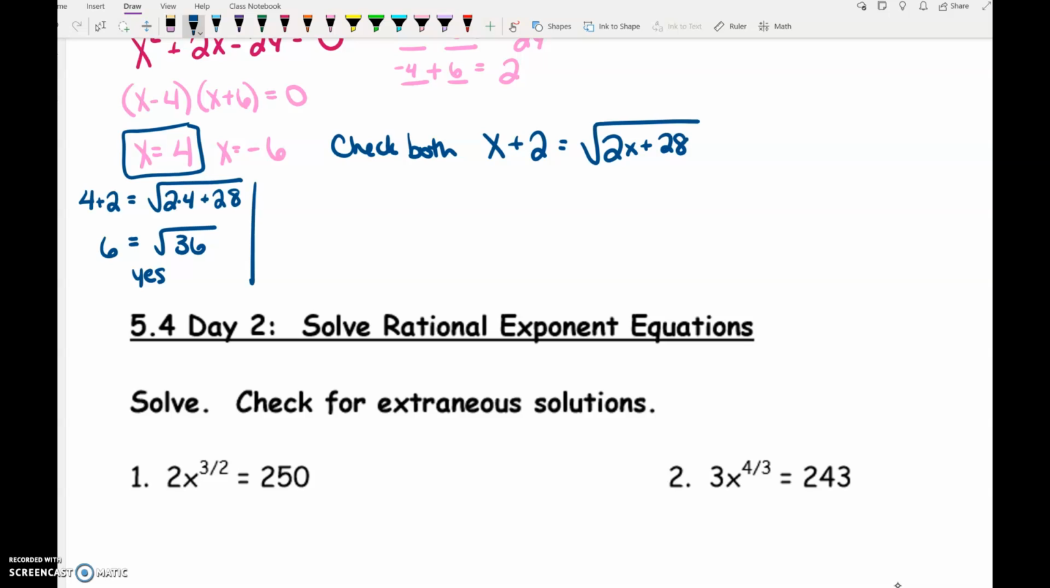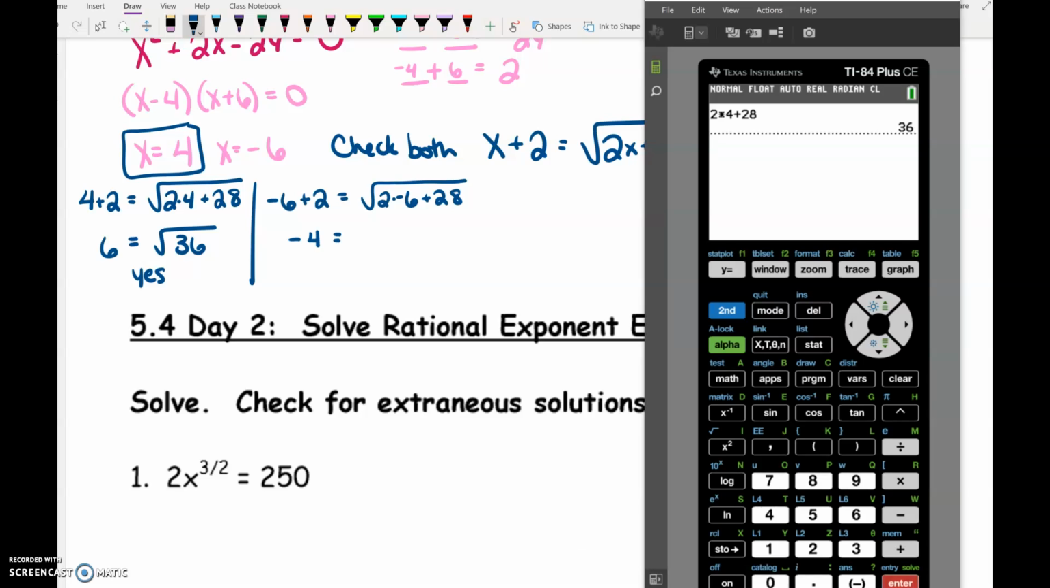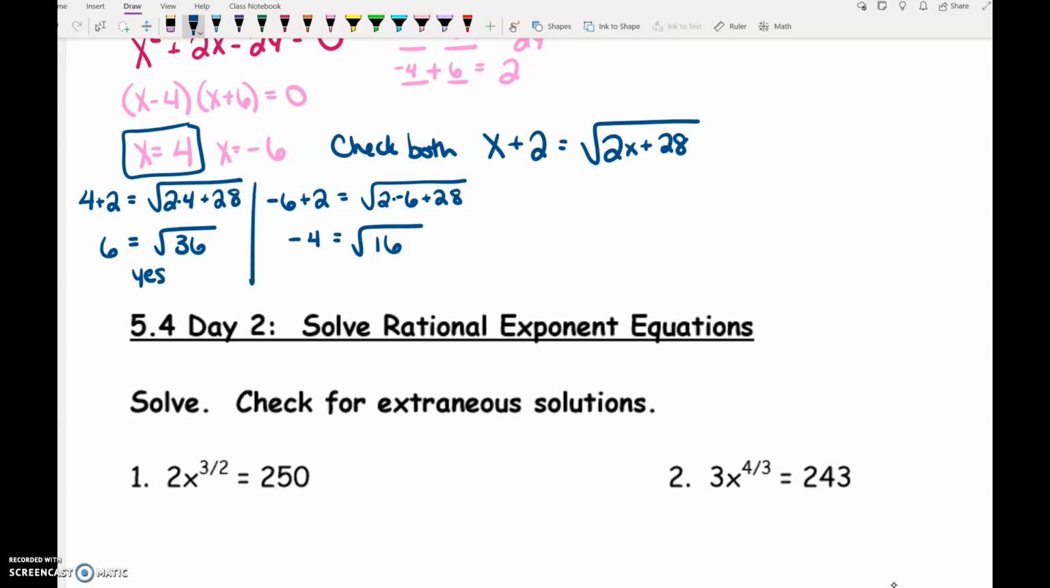Now let's check negative 6. Negative 6 plus 2 on the left. On the right, 2 times negative 6 plus 28. On the left, negative 6 plus 2 is negative 4. On the right, 2 times negative 6 plus 28 is 16. Does the square root of 16 equal negative 4? No, it's not supposed to. The square root of 16 should be positive 4, so this is not good. The solution is not good. So x equals 4 is the only actual solution to this problem.